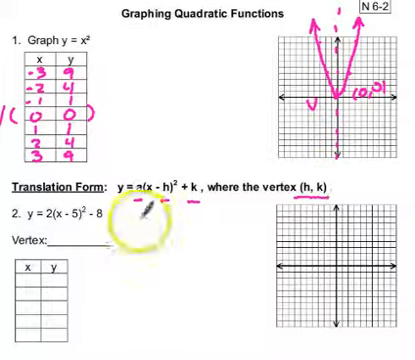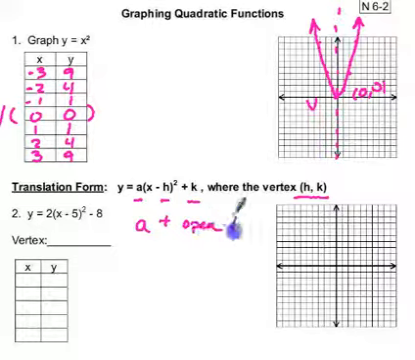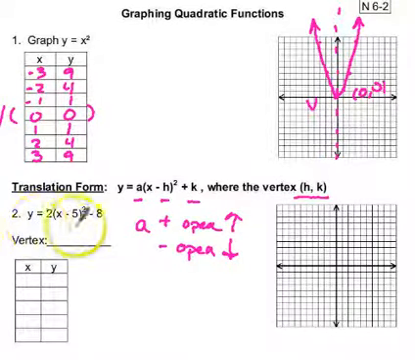Now, let's talk about these components a little bit. This A up here, if you'll remember, if it's positive, it's going to open up. If it's negative, it's going to open down. The first thing we're going to do, if you'll notice this equation right here, it looks to be in the same format as this. So to figure out what is going on here, we're going to find out what A, H, and K are. So down here, I'm going to list A, H, and K.